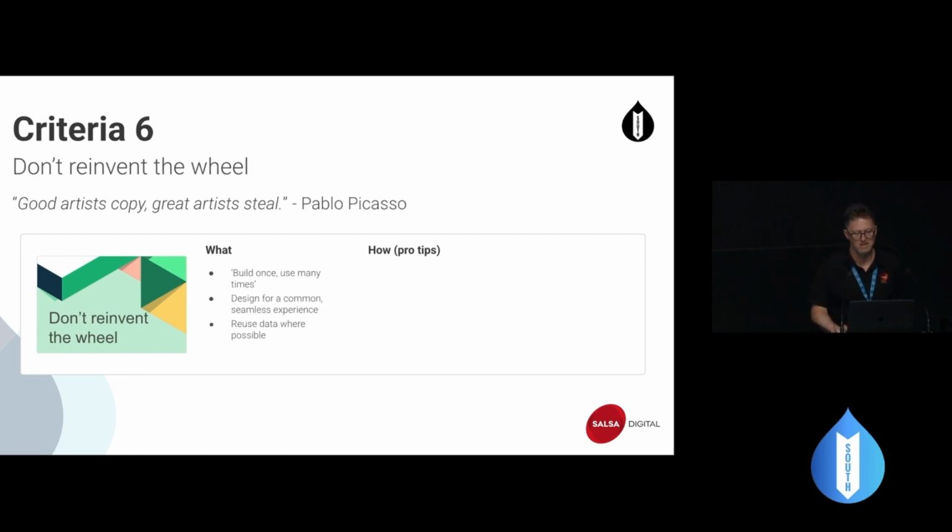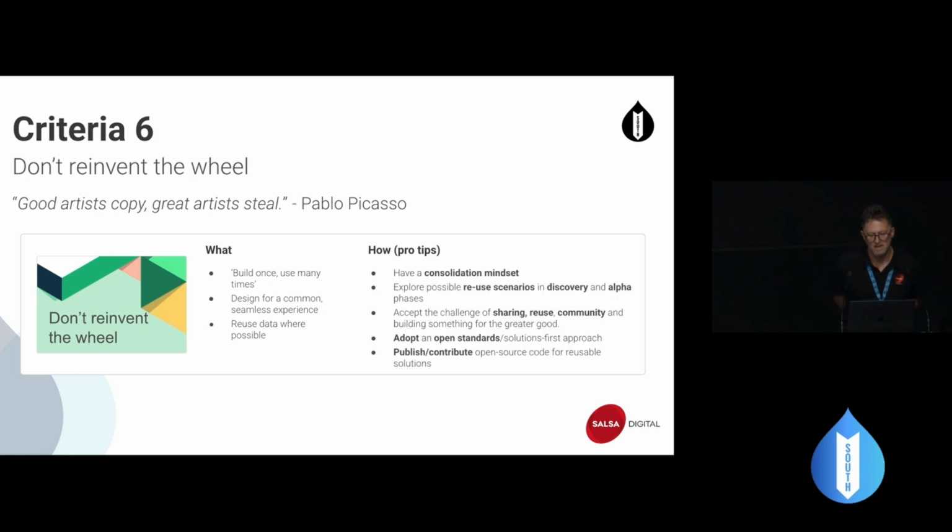Number 6, don't reinvent the wheel. So no one's heard about that, right? No, I'm sure they have. We've all heard it. Don't reinvent the wheel. So in terms of the DSS standard, you'll see things like build once, use many, design for reuse, reuse data, etc. So how? Well, what I've seen work is have a consolidation mindset from the start.